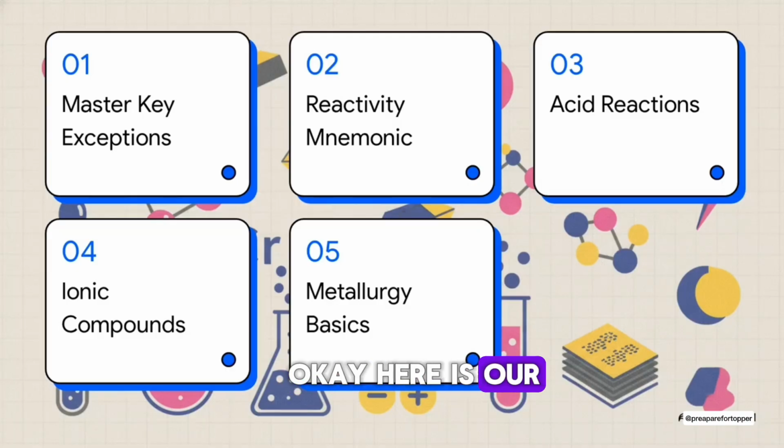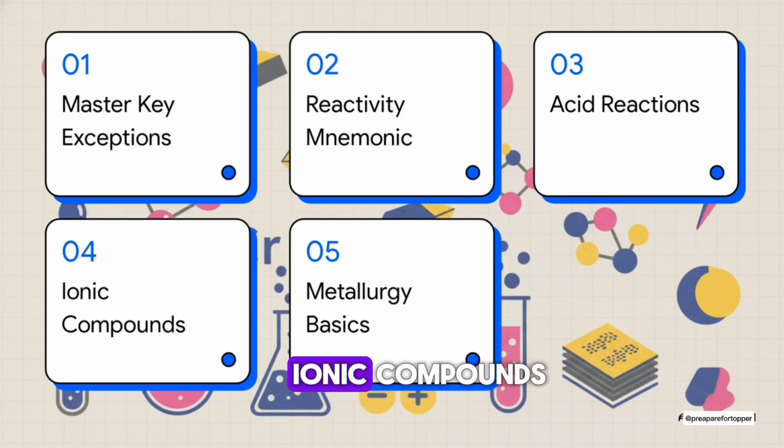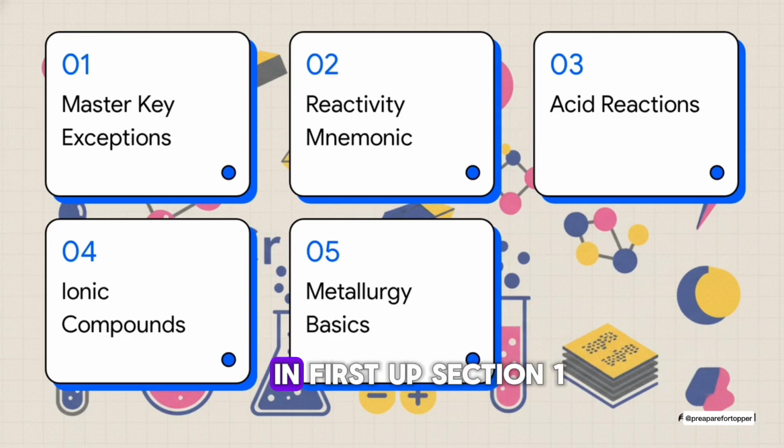Okay, here is our playbook for today. 1. We'll master the key exceptions. 2. The reactivity series mnemonic. 3. Acid reactions and their exceptions. 4. The properties of ionic compounds. And finally, 5. Metallurgy, specifically roasting versus calcination. Let's just jump right in.